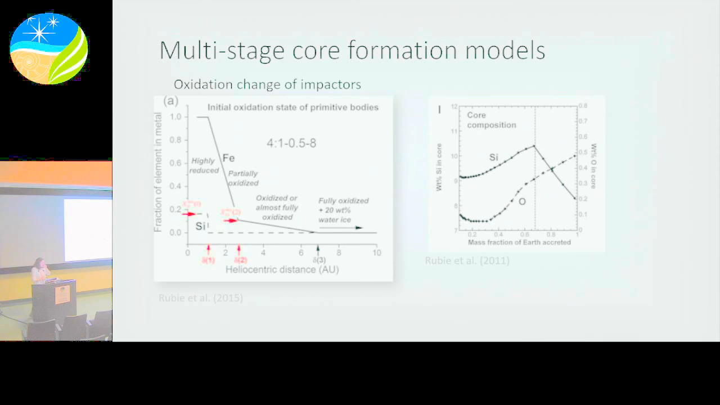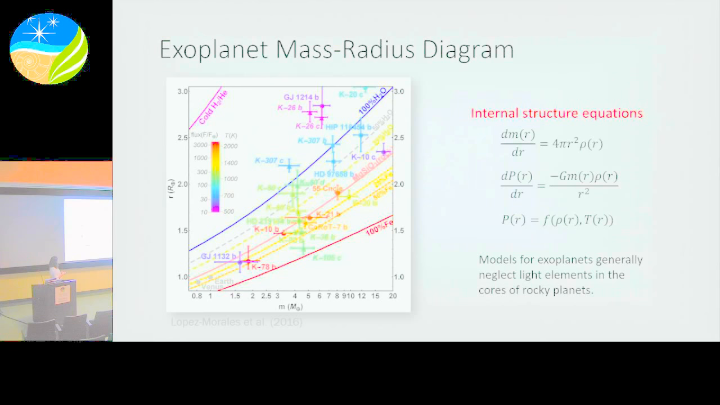Now, in comparison, this is the state of the art right now in exoplanet mass-radius diagrams. So we are assuming for exoplanets that we're observing that they have similar internal structures to the Earth. So on this figure, you're all probably familiar with it, but we have mass relative to the Earth on the x-axis, radius on the y-axis. All these points are planets that we have found around other stars.